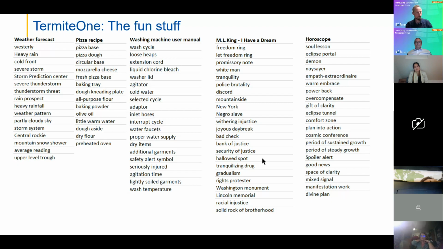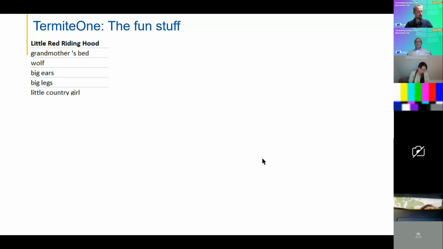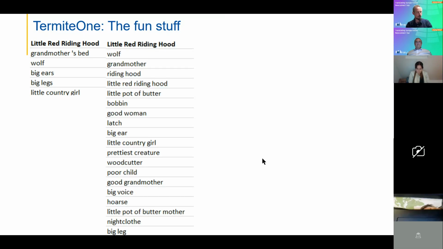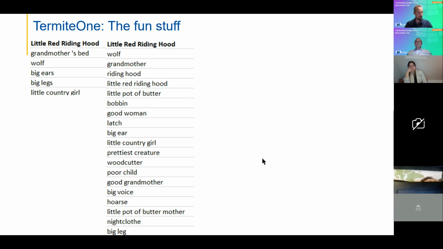And then if we move on to popular literature, we also tried Little Red Riding Hood. And here's a comparison, because this is an extraction done only using the first trained model, whereas then it's compared with an extraction done using both models. So you can see that it captures much more, but still not noise. It's useful terminology.